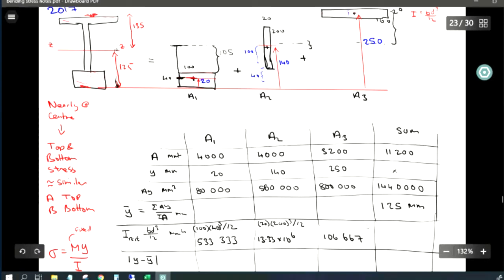Hi, Barry. Yeah. For Y, a lot of us got 128.57 instead of 125. Sorry. Maybe. Yeah. Let me just check that again. Where do we get it? So let's see. Did you get the two big numbers there? Did you get 11,200 and 144? Yeah, we both. Okay. Yeah, we got that.